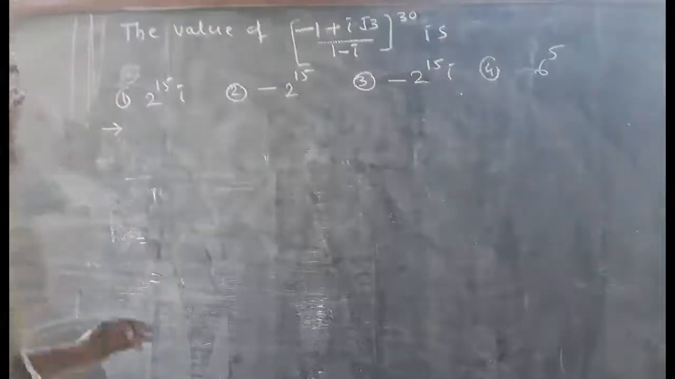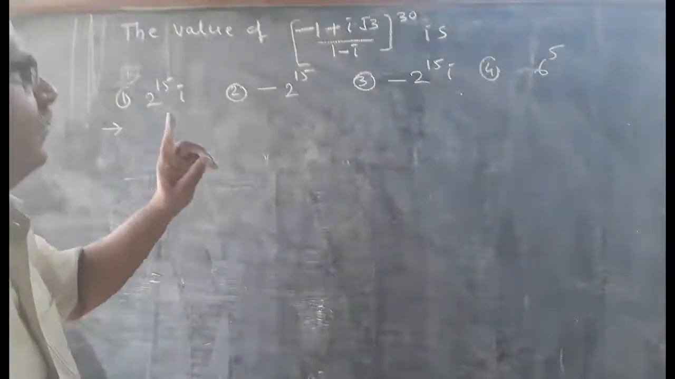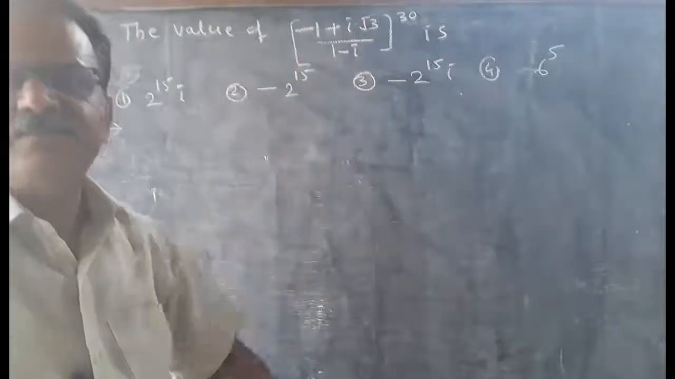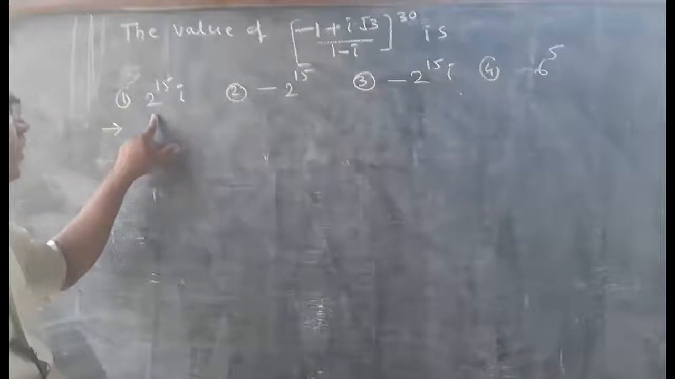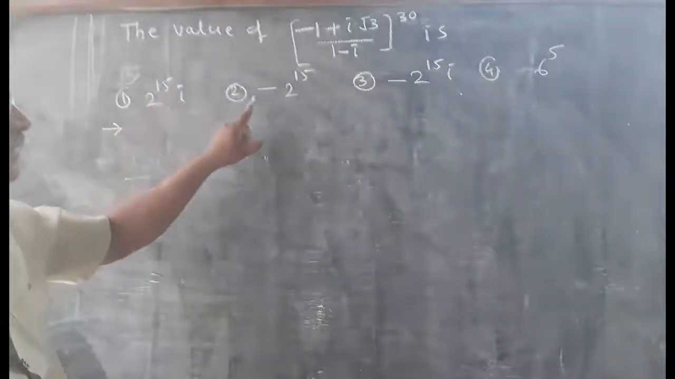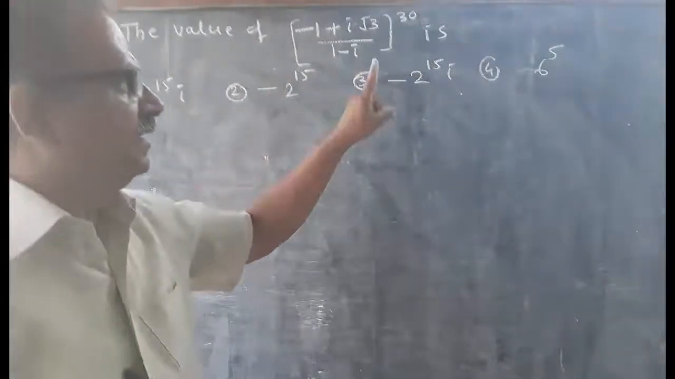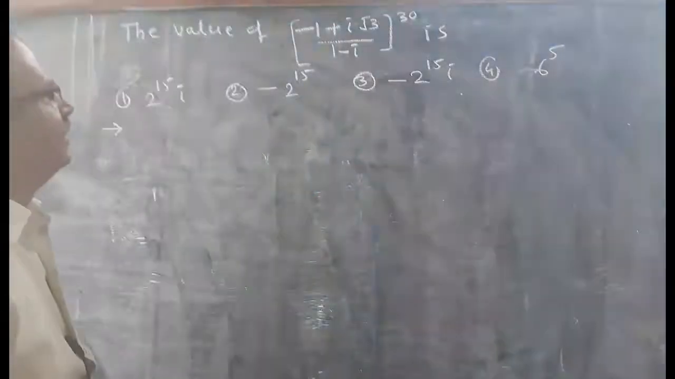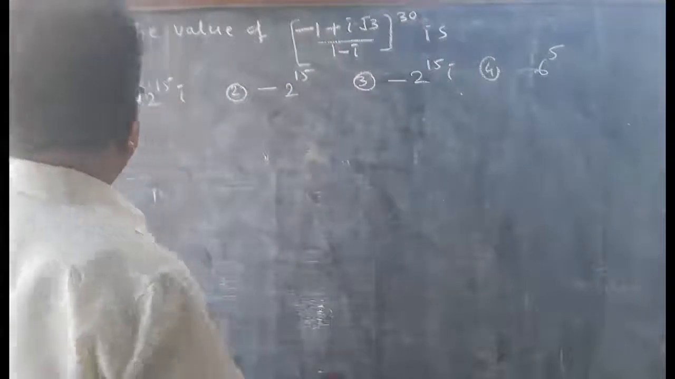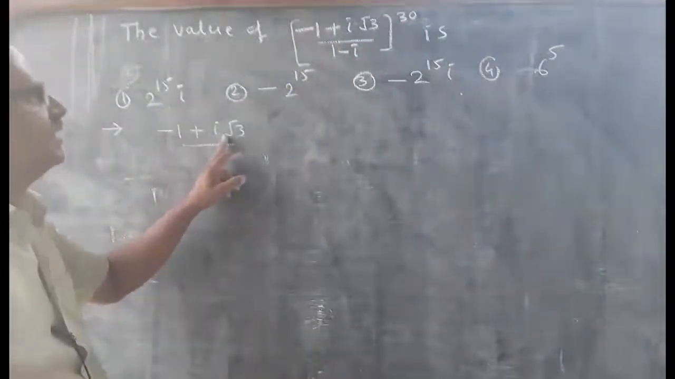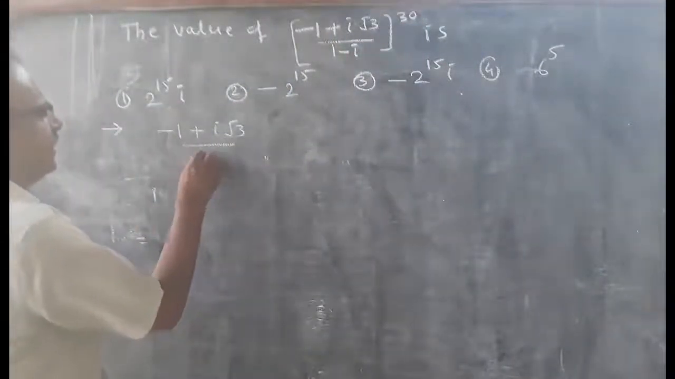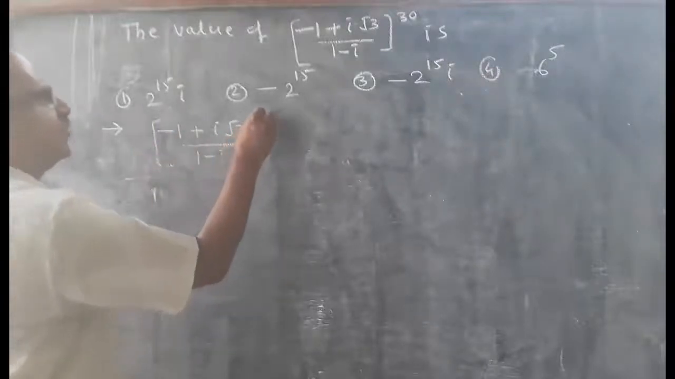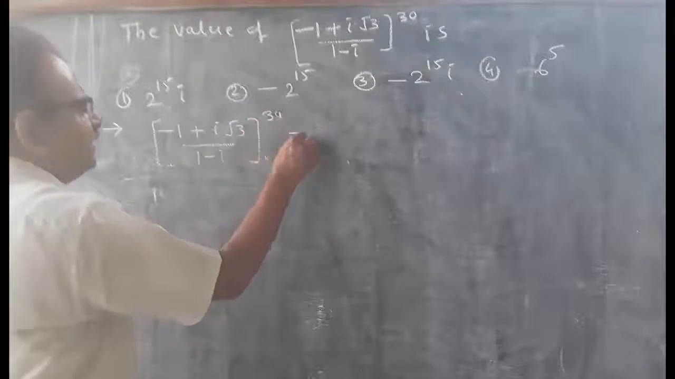Our next example: the value of minus 1 plus i root 3 divided by 1 minus i, raised to 30, is. Options are 2 raised to 15 into i, minus 2 raised to 15, minus 2 raised to 15 i, and 6 raised to 5. Now we shall try to find out the value of minus 1 plus i root 3 divided by 1 minus i, raised to 30, equal to.